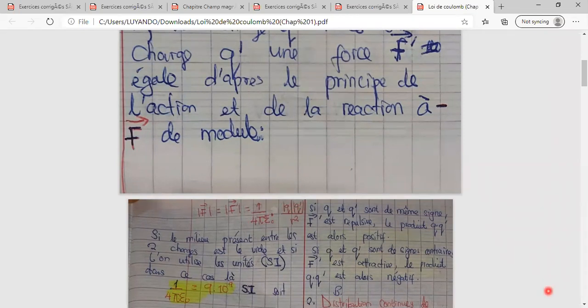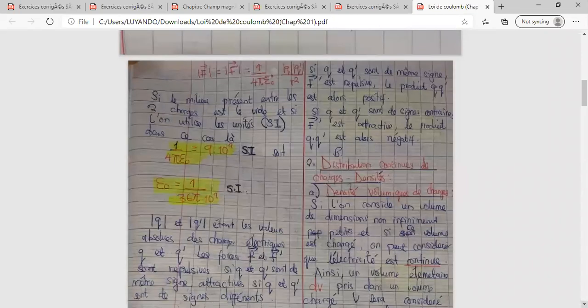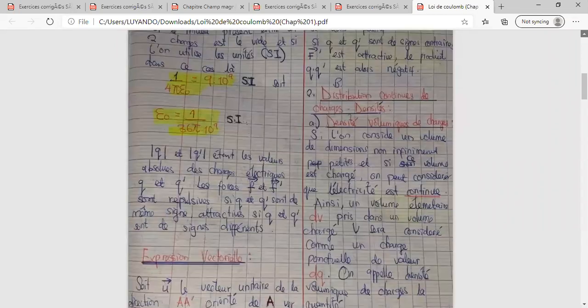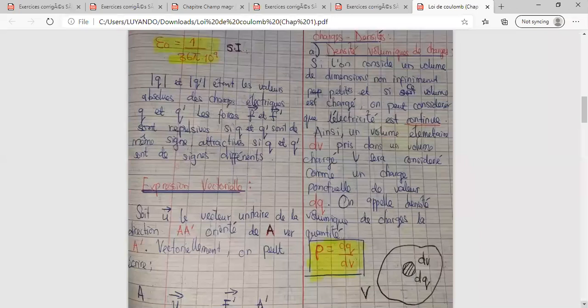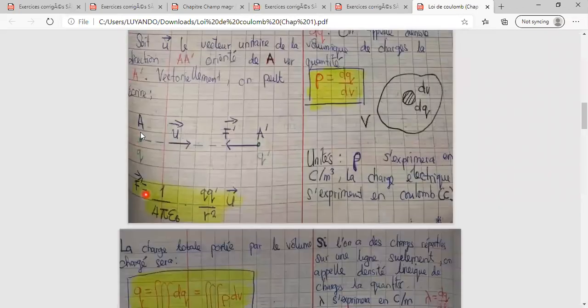This expression is coming from this diagram that I have here. I have the point charge Q and the point charge Q' at the point A and the point A' respectively. Q' is going to be exerting a force in this direction, which we've named F', and Q is going to be exerting a force in this direction, which is F. The direction of the force has been given the vector U.